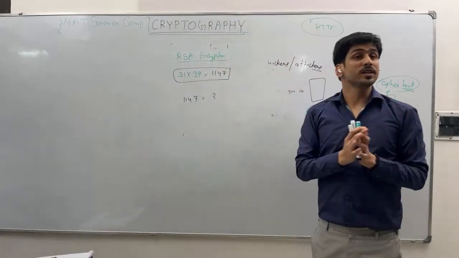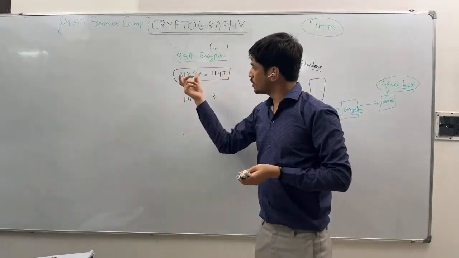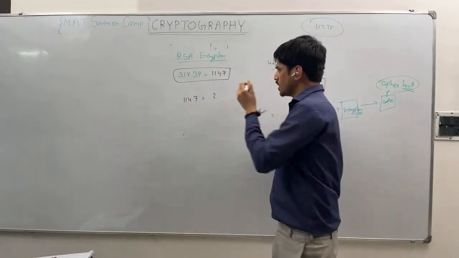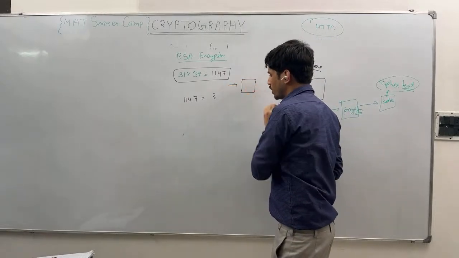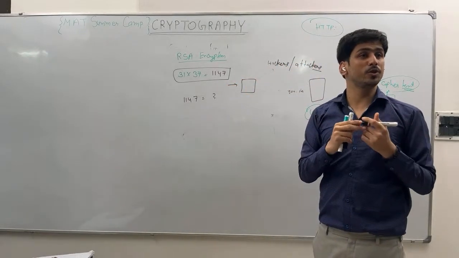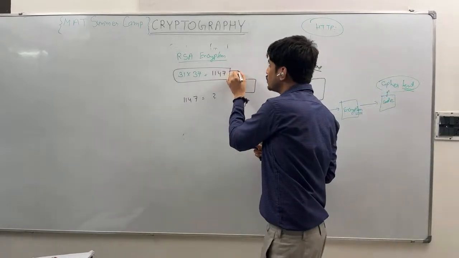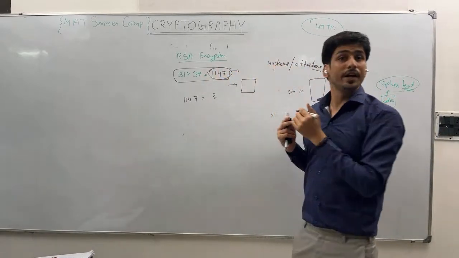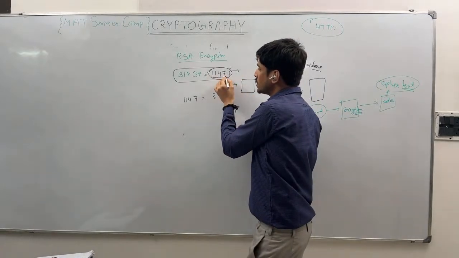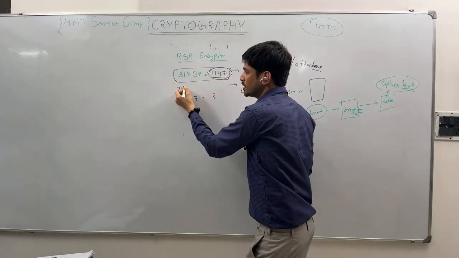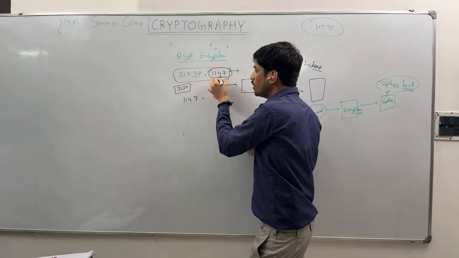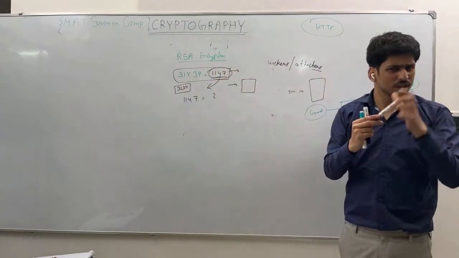So in RSA encryption, let's say I'm sending some message, and I'm using some code. This message will open only when I use that code. The code they are using is something like 1147. Let's say their actual code is 3137. You will understand that only when you can factorize this.